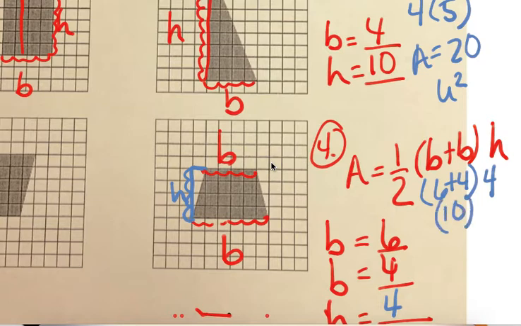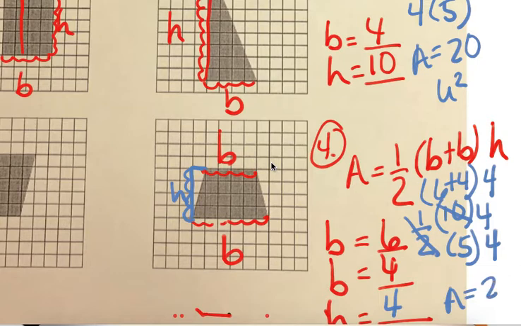So I'm doing 10 times 4, but I can't forget I have to cut it in half like the triangle. Well, you can cut one of your factors in half. I'm going to choose to do the 10. So I'm going to cross that out, and now I have 5 times 4. So my area of that trapezoid is 20 units squared.